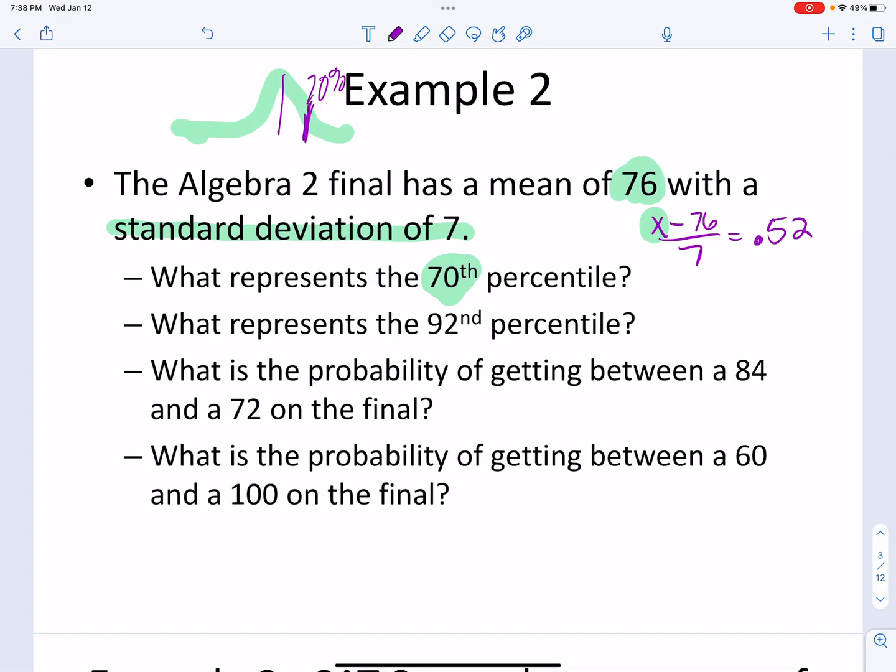So now from here, once you get that z-score, it is easy to work. So you're going to go 0.52 times 7, because you got to get rid of the denominator, and then you're going to add the 76. So my answer is 79.64. Okay, that is what my percentile is. Okay, my percentile is 70%.